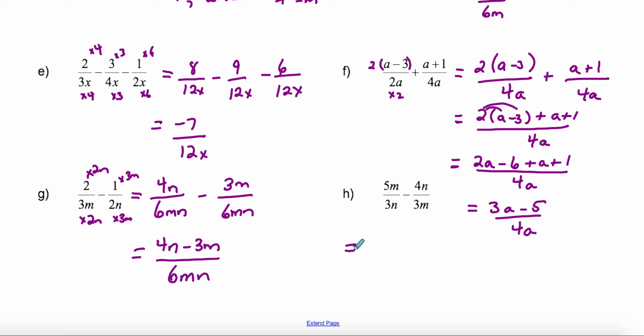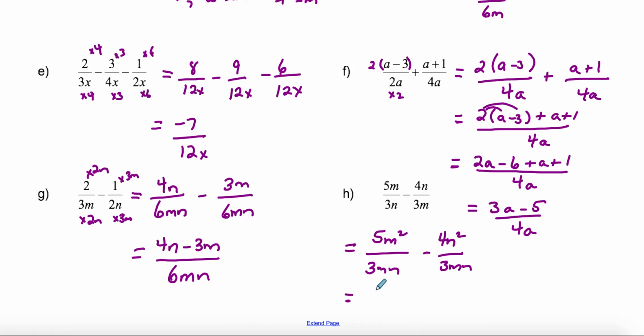This one, oh, so close, right? But this one is an n, this one is an m. I would have had to multiply to get denominators of 3mn. I would have had to multiply this side by an m, so that would give me 5m squared. And the right side, I'd have to multiply that by an n, so that would give me 4n squared.